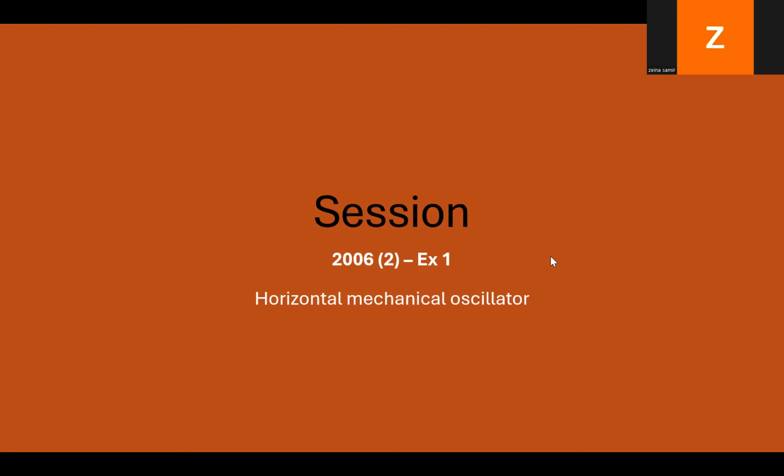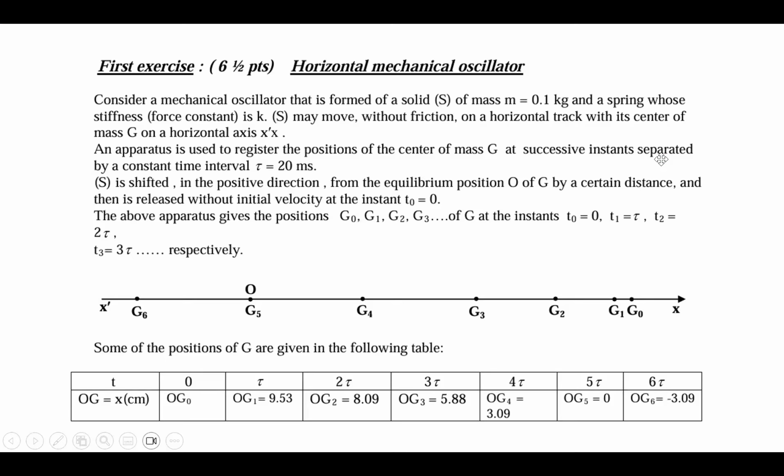So session 2006, exercise number 1, horizontal mechanical oscillator. We start with this exercise by reading the given. So consider a mechanical oscillator that's formed of a solid S of mass 0.1 kilogram, and a spring of stiffness constant k. S moves without friction, with its center of mass on the x'x axis.